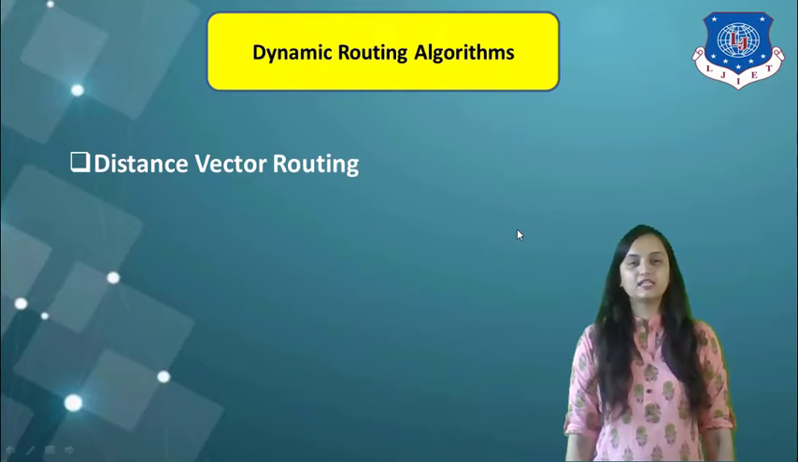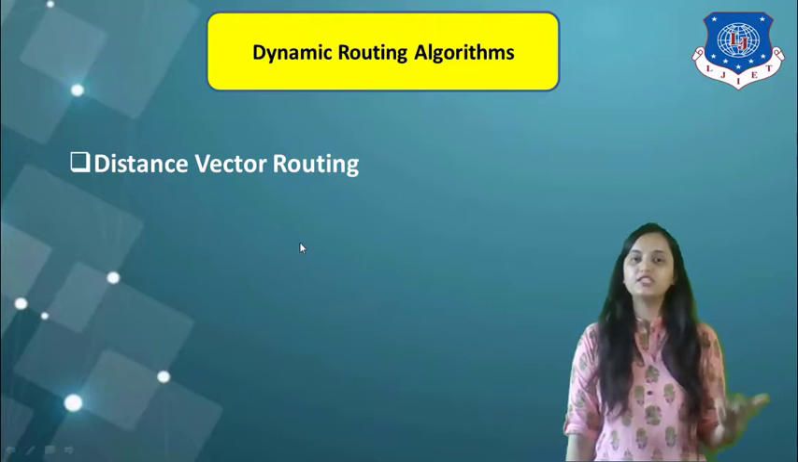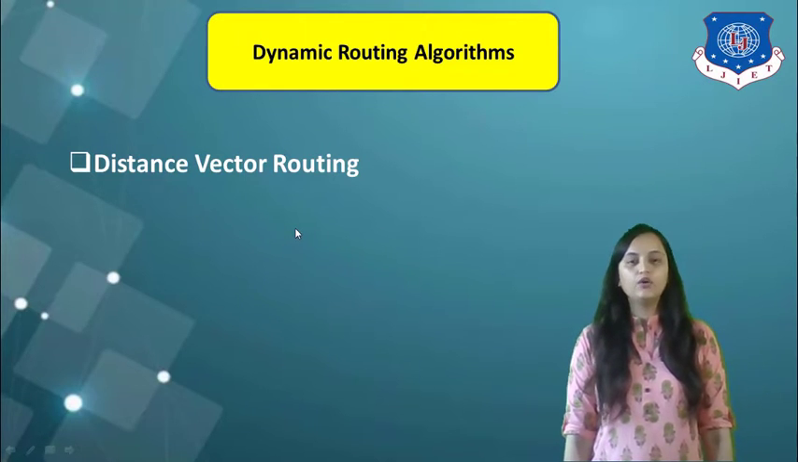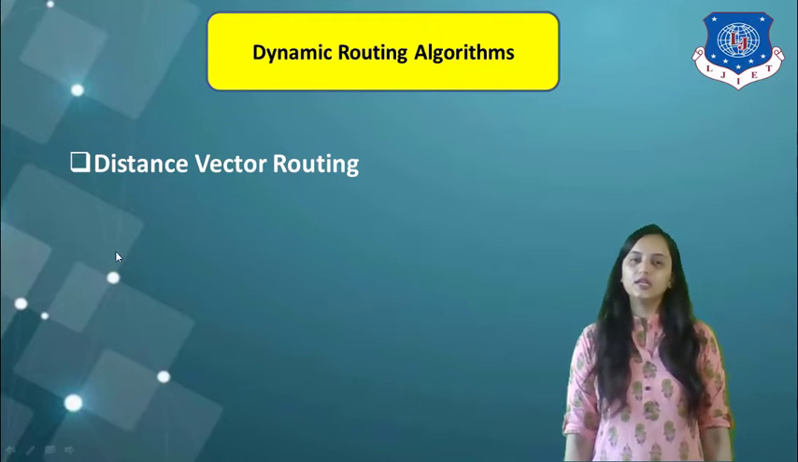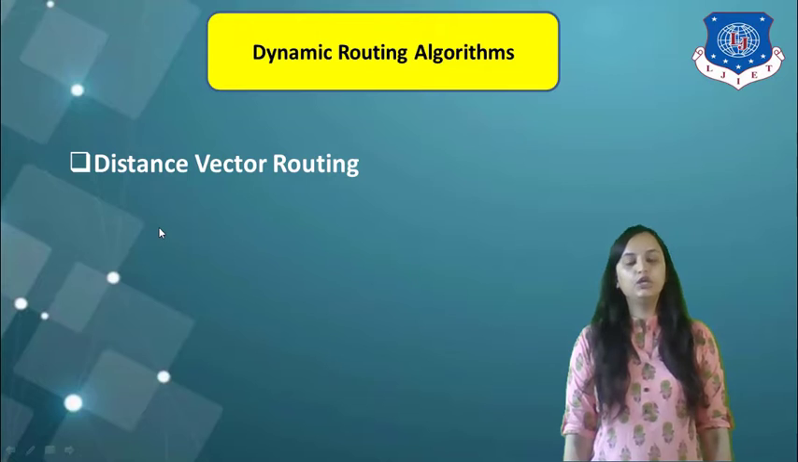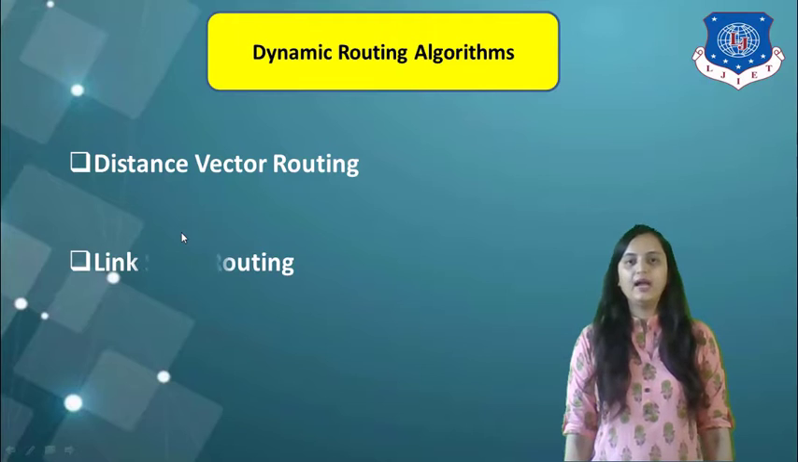Now let's see the next, dynamic routing algorithms. As we have seen, there are basically two types of algorithms, static and dynamic. Static routing algorithms are those which have fixed strategies, whereas dynamic routing algorithms are variable. That means they adapt to changes according to the network requirement. In dynamic routing algorithms, there are basically two types: first one is distance vector routing and the second one is link state routing. Let us see these two in detail.